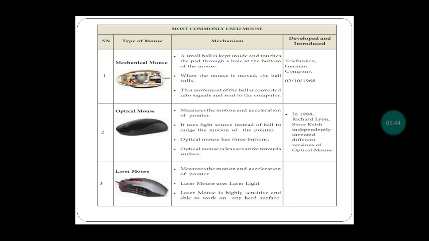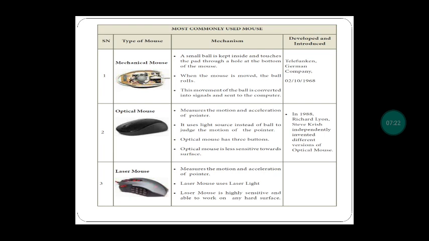This mouse was developed by Telefunken, a German company, in the year 1968. And then optical mouse. This optical mouse does not consist of a ball. By moving the mouse itself, the motions and acceleration will be measured and the signal passed. This mouse has 3 buttons. One is the left button and another one is the right button, and in the center a scroll bar is there.